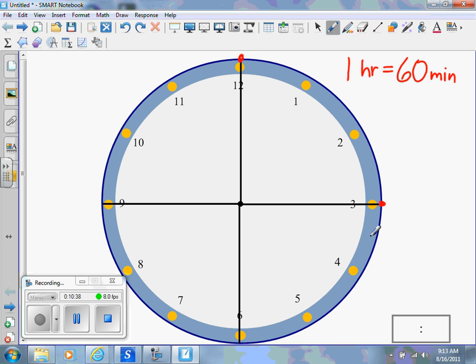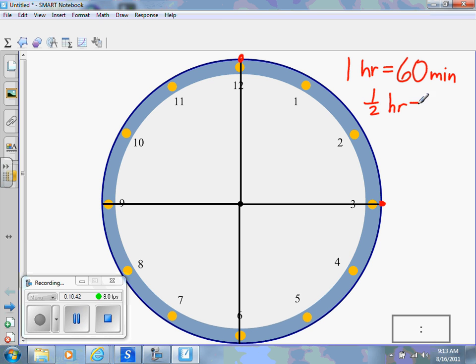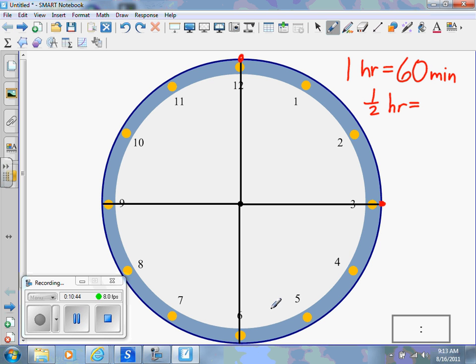If I just go halfway around, so I'm talking about a half hour, how many minutes would that equal? What is half of 60? 30 minutes, yes. Okay, now I'm just looking at one of these, and I divide it in half. I'm talking about 1/4 of an hour. You could also say a quarter of an hour is how many minutes?